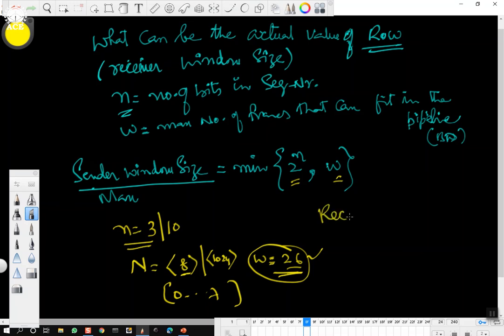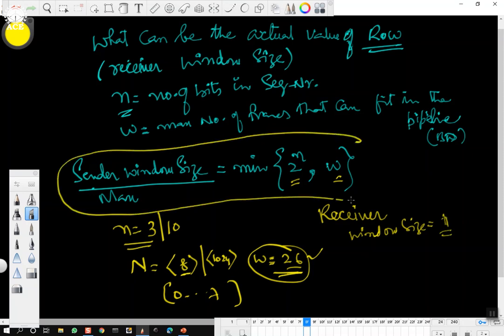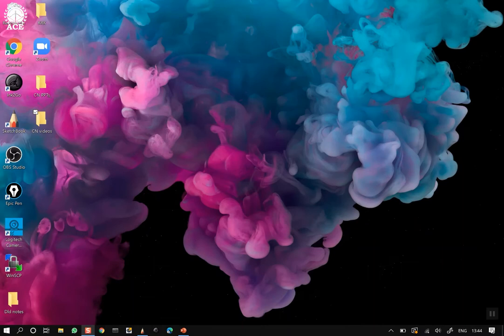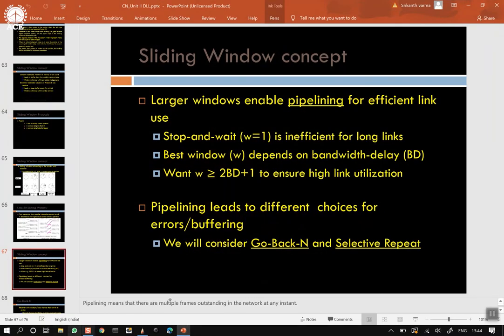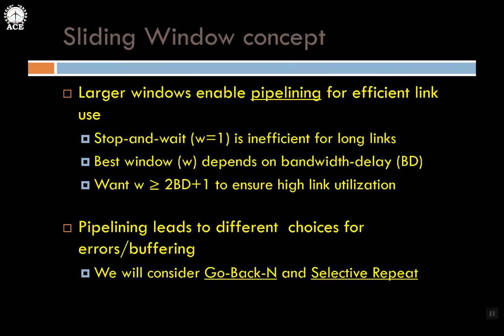Anyway, the receiver window size in Go-Back-N is always 1. The sender window size is the minimum of these two. Now based on this, let us try to understand how it works. I will show you diagrammatically in this presentation, so please see the presentation.